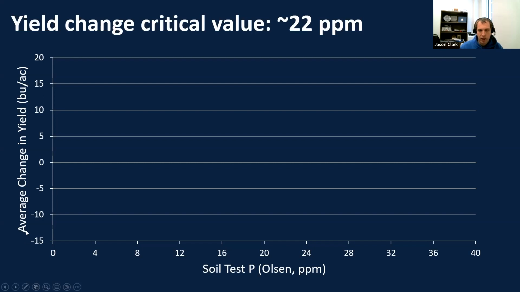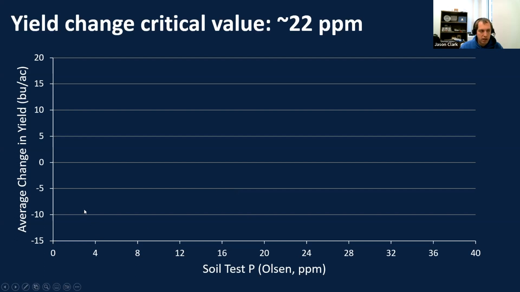So when we add phosphorus fertilizer, how does that affect my yield? Do I get an increase in bushels, a decrease in bushels? Does it stay the same? So that's what this is right here, average change in yield. If we hit 0, that means we had no change in yield from adding phosphorus. If we're above it, that means we had an increase in yield. Below it, we had a decrease in yield.